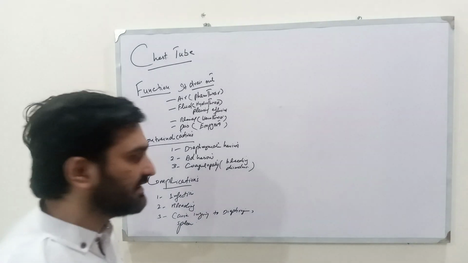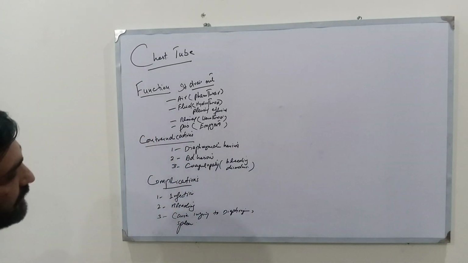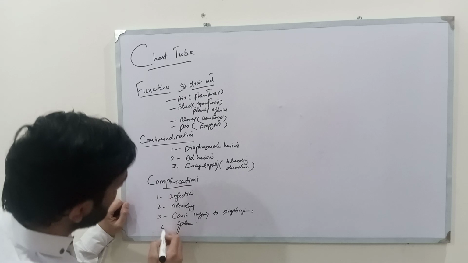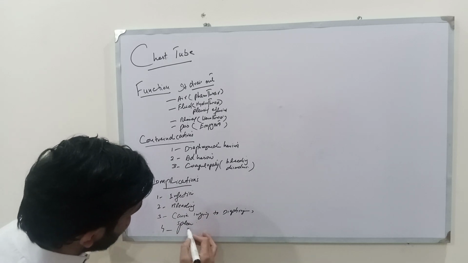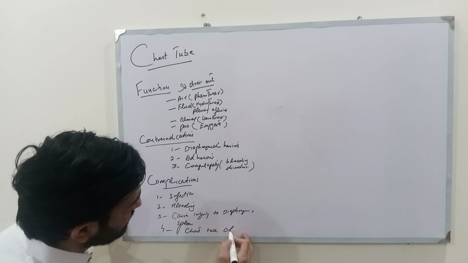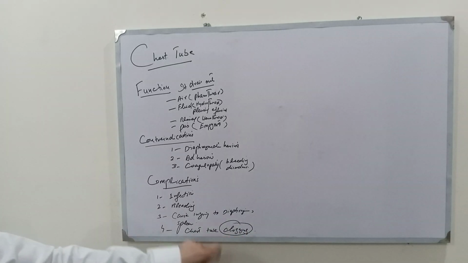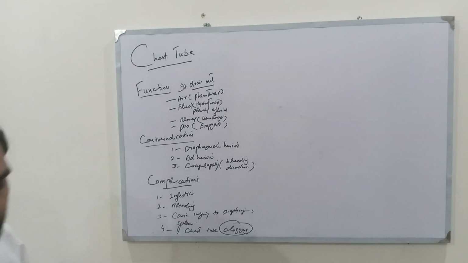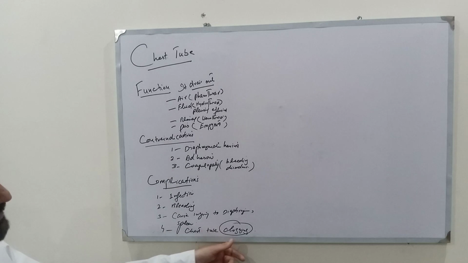but most importantly, the most common complication of chest tube is chest tube clogging. Chest tube clogging is the most important and most common complication of chest tube. What is meant by clogging?